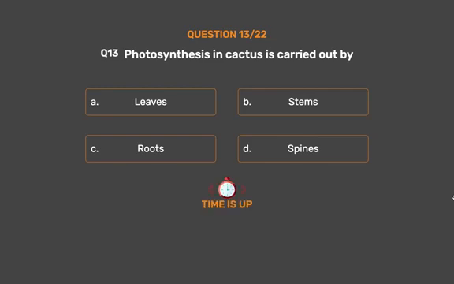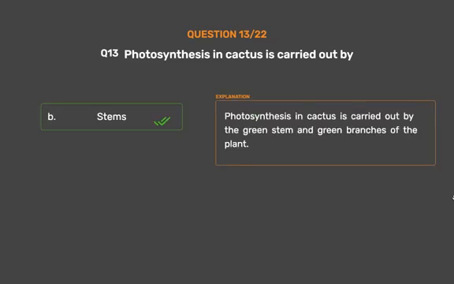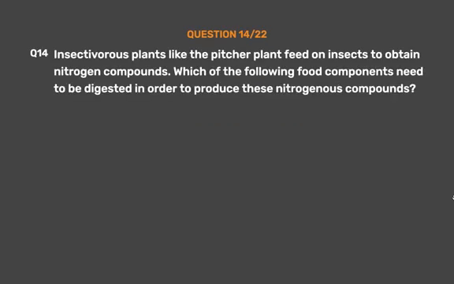The correct answer is Option B. Stems. Photosynthesis in cactus is carried out by the green stem and green branches of the plant. Question number 14. Insectivorous plants like the pitcher plant feed on insects to obtain nitrogen compounds.